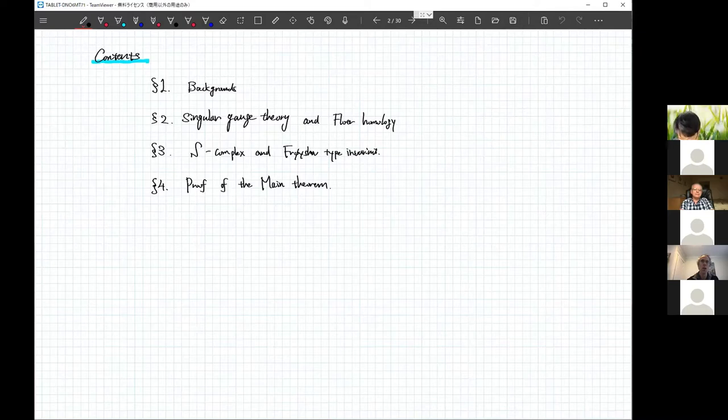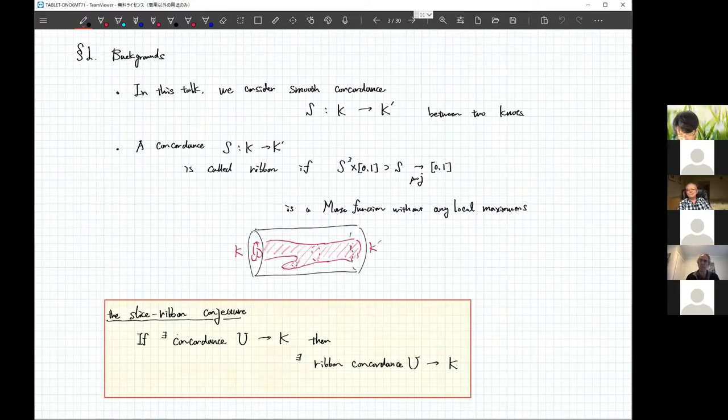And the contents are this. First, I describe the background of this study. Next, I describe some notions in singular gauge theory and Floer homology from singular gauge theory. Third, I will describe S-complex and the approach of the type invariant for knots. And finally, I will describe the sketch of the proof of the main theorem. Okay, first, the background of this study.